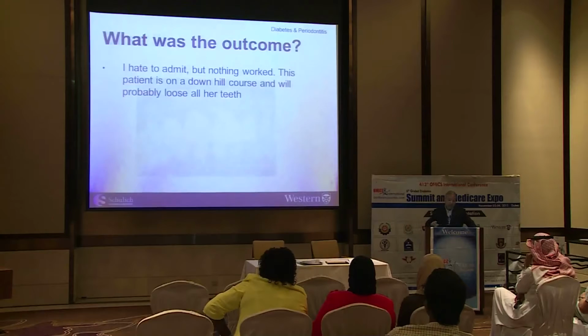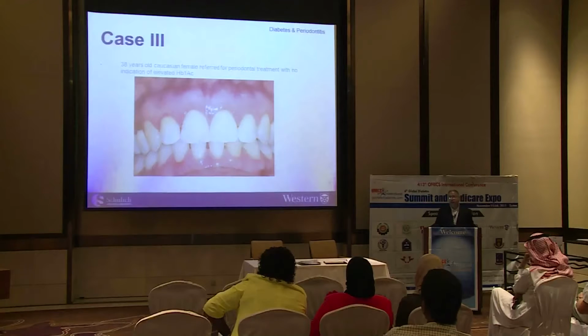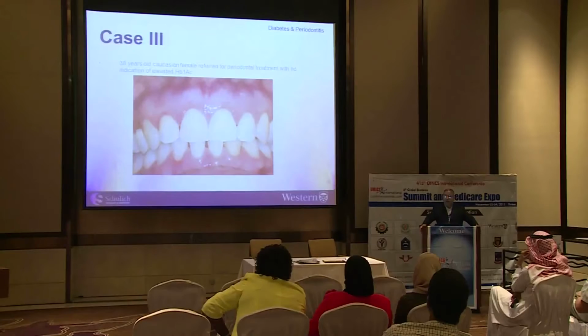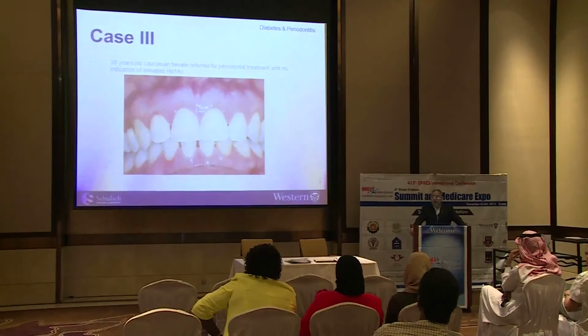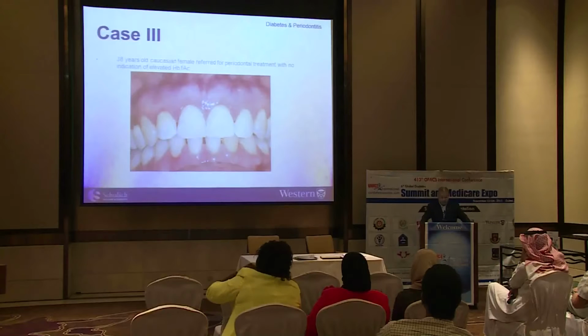Now, the point I want to make for this presentation is, here is a case I saw about 6 years back. It's a 38-year-old Caucasian female, a little bit overweight, with no indication that her A1C level is elevated. When I saw her, I diagnosed her as generalized advanced periodontitis and asked her if she has had her blood glucose level tested. And she said no, and I sent her to the physician. It came back that they felt that there was no need for any intervention.